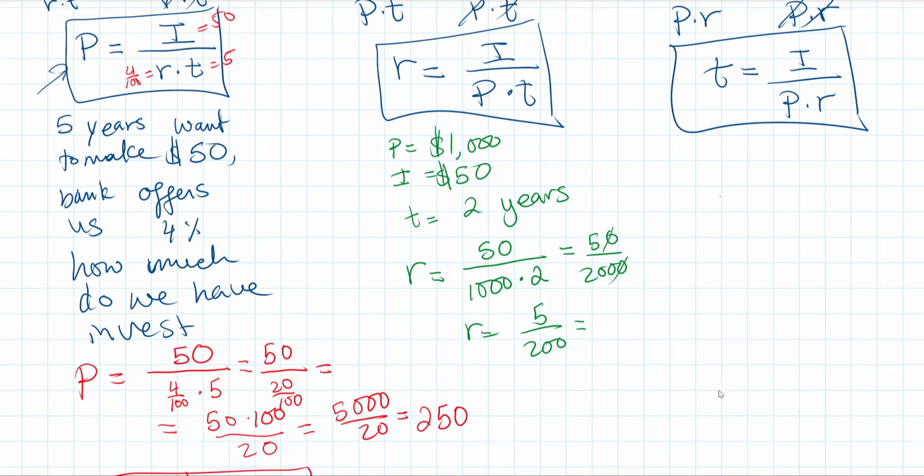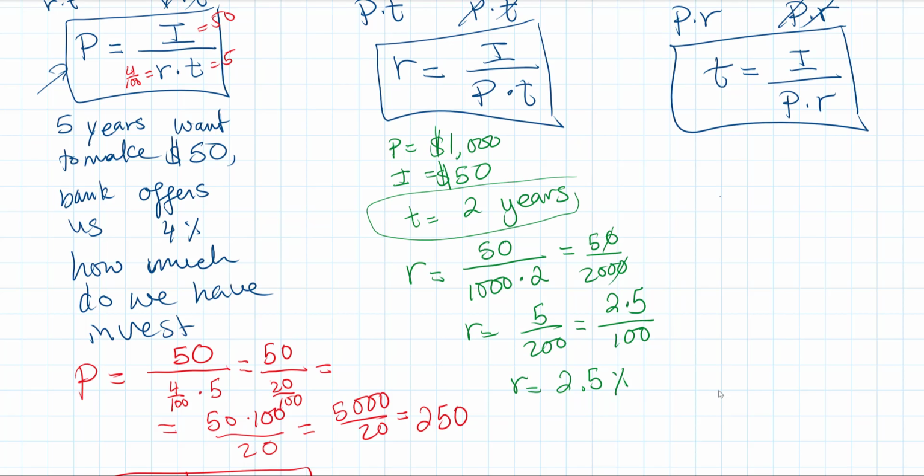We want to write this as a percent, so the trick we can do is divide both the top and the bottom by 2, so that we have 100 as a denominator. So we have 2.5 divided by 100. So the minimum rate we can have is 2.5%. Below that, we won't make as much as we want in our very limited 2 years.